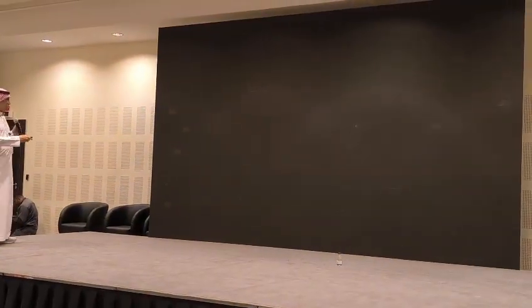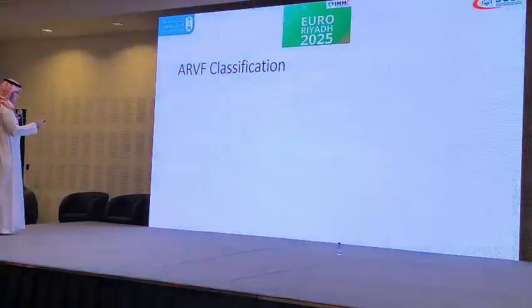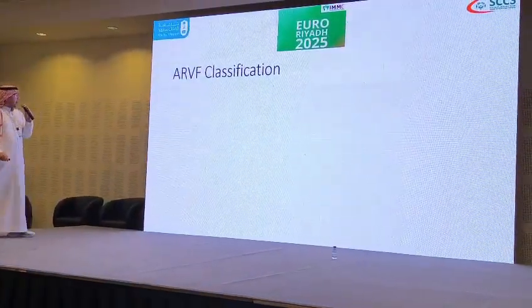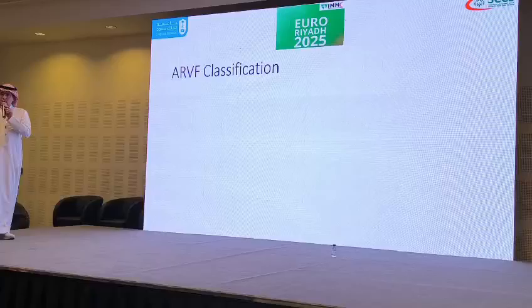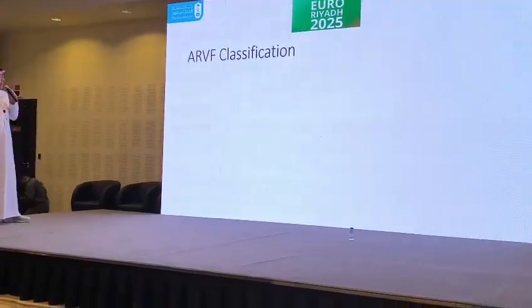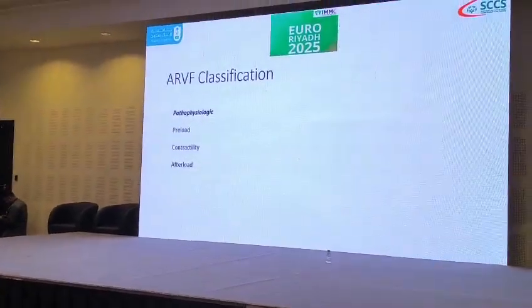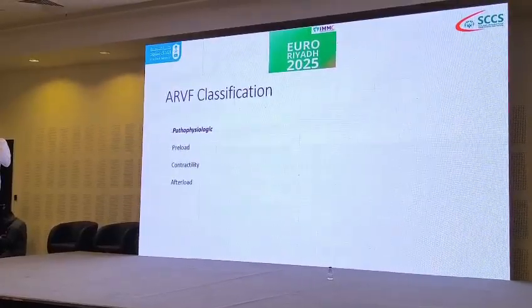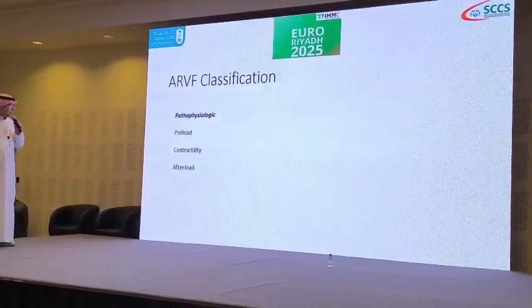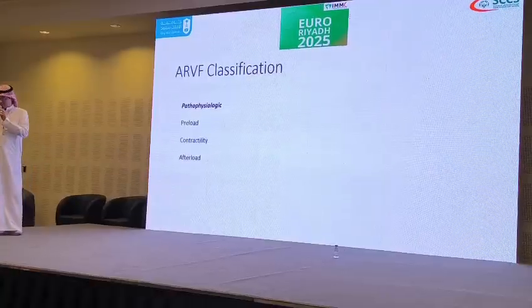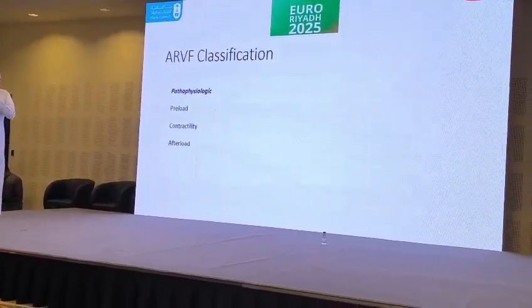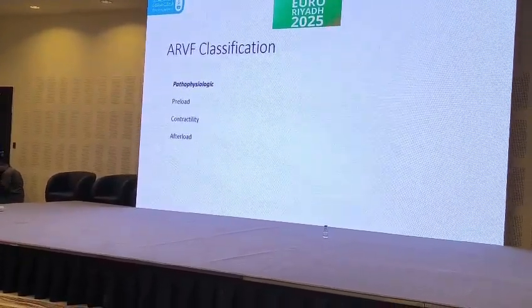Okay, so what happens? Good. When I see an acute RV failure case, the way I divide it in my head is, first of all, I classify it pathophysiologically. Is this more of a preload problem, a contractility problem, or an afterload problem? Usually you have a combination of all three, but you have a predominant problem.